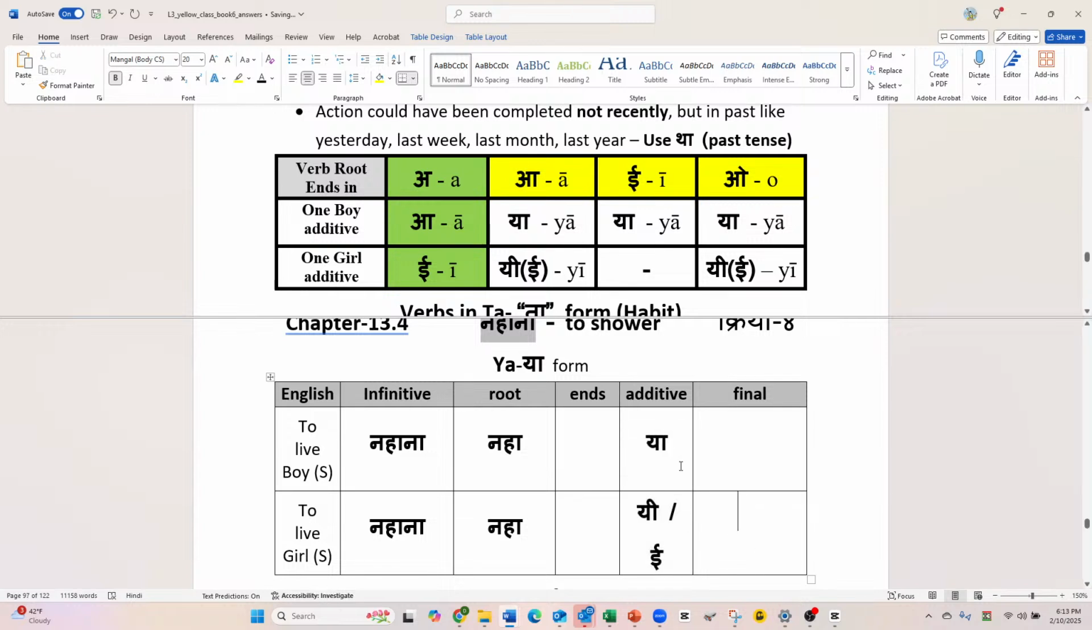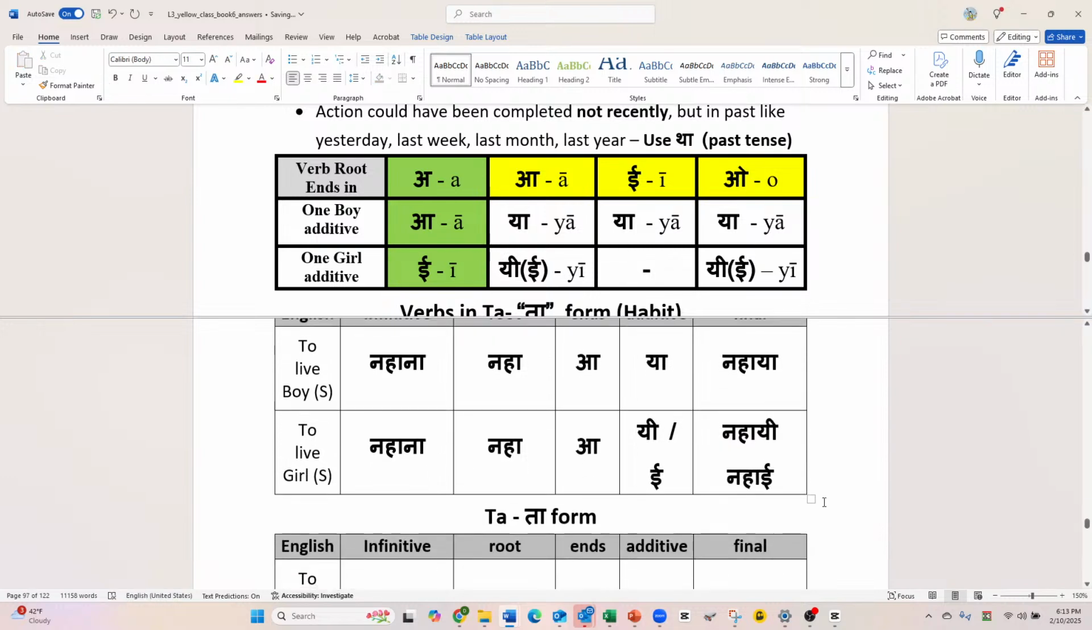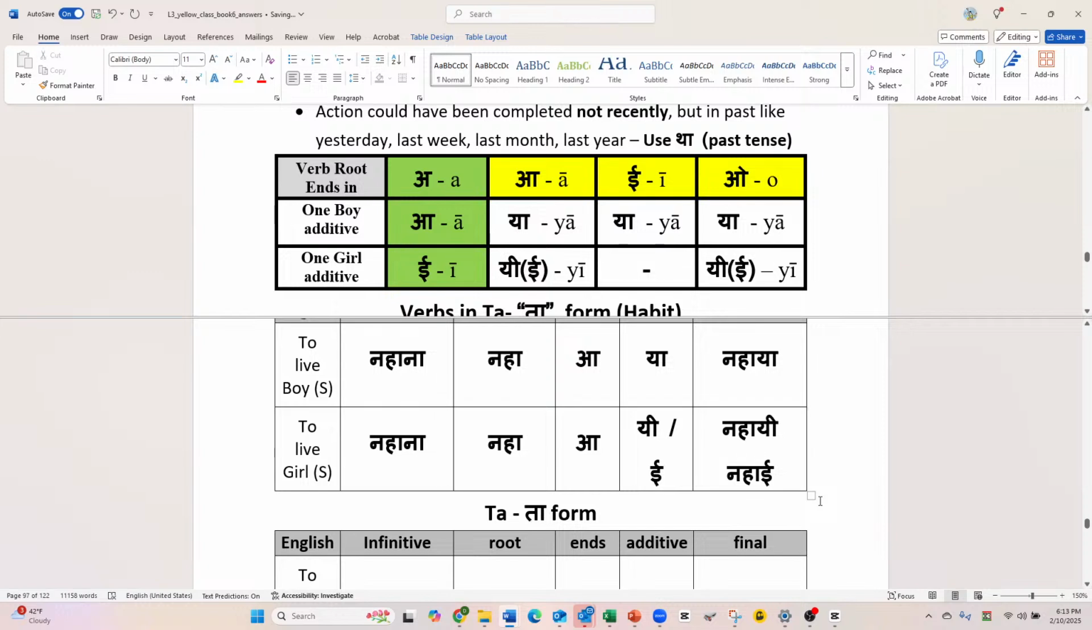Okay. So what is the ending? It ends in a sound, naha, a. Okay. And so what will be the final conjugation of the verb, Ishan? Naha plus ya, nahaya, and feminine nahai. Nahai. So again, nahai, you see, there are two different spellings and both are acceptable. So go and write this down if you all didn't have the other spelling.